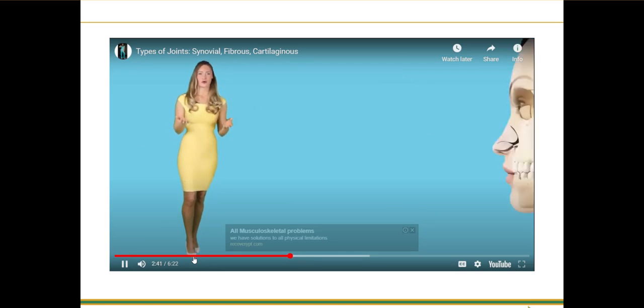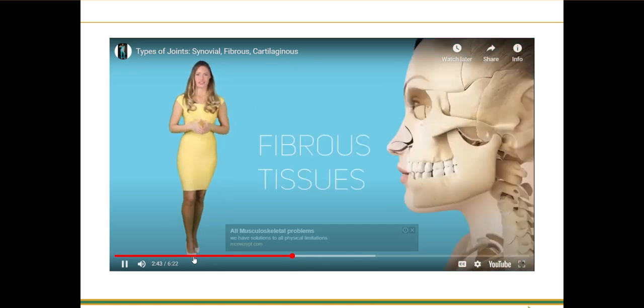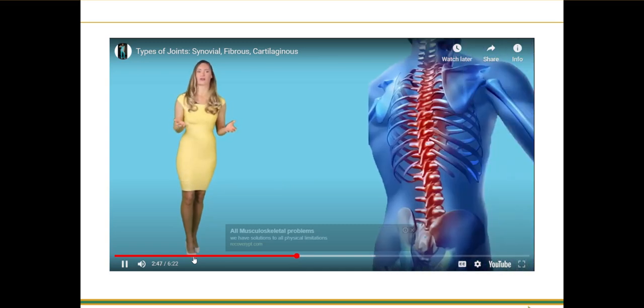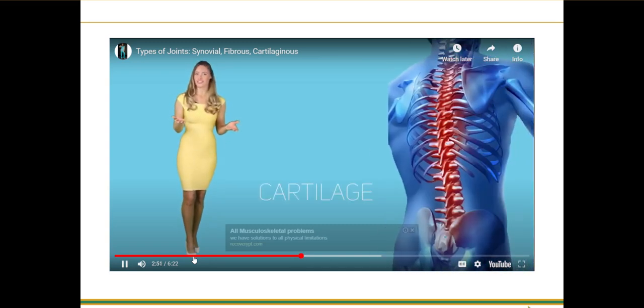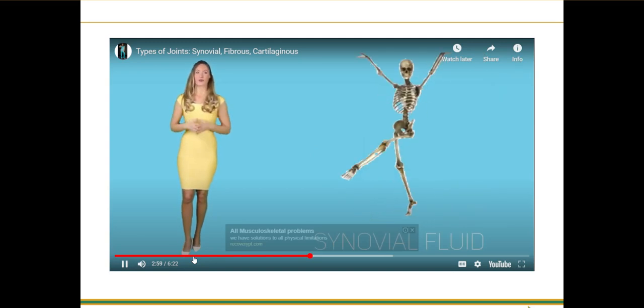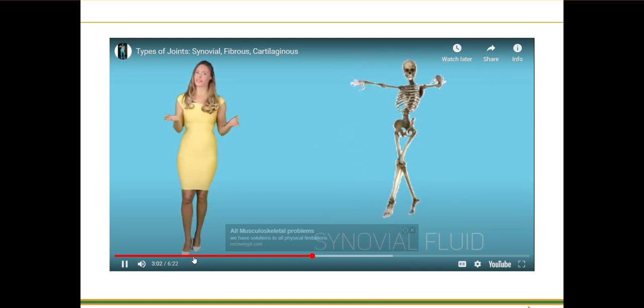Immovable joints like the skull are connected by fibrous tissues. Slightly movable joints, like the ones found in the spinal column, are held together by cartilage, which are softer than fibrous tissues. The last one, the freely movable, are connected by the synovial fluid. An example of a freely movable joint is the shoulder joint or the knee joint.